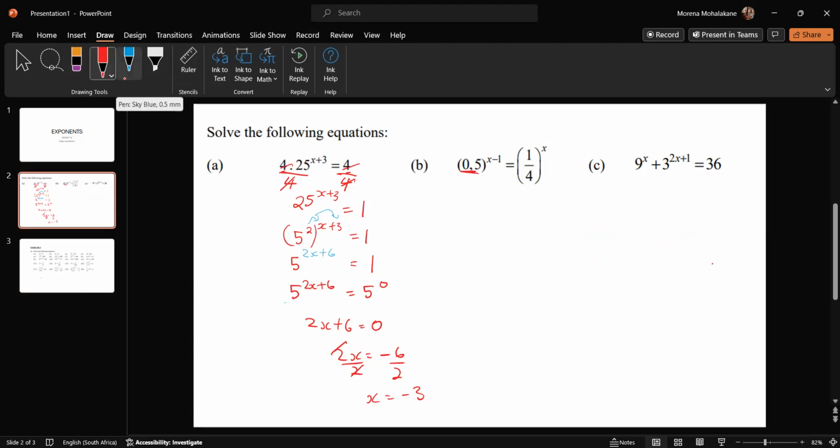But now you have 1 over 2 exponent x minus 1 is equal to 1 over 4 exponent x. Good. Now, I don't have the same base. I do have powers of the same base, but they're not even the same power. They're just powers. 1 over 2, then x minus 1. I can change this four.